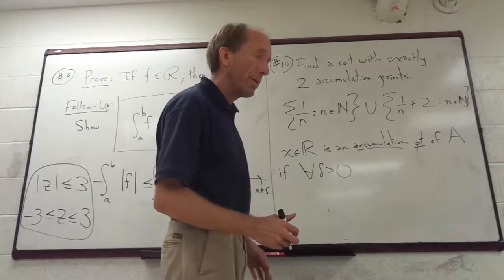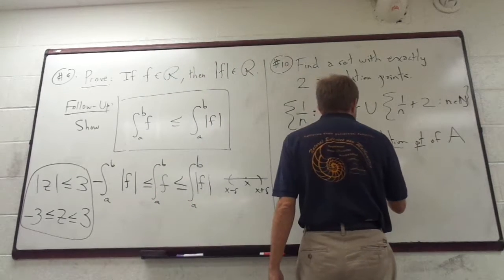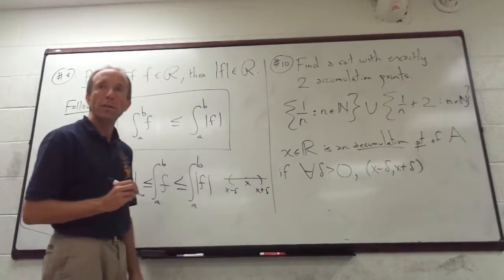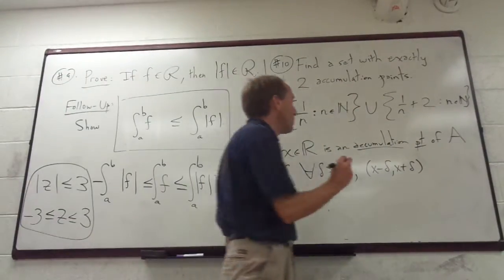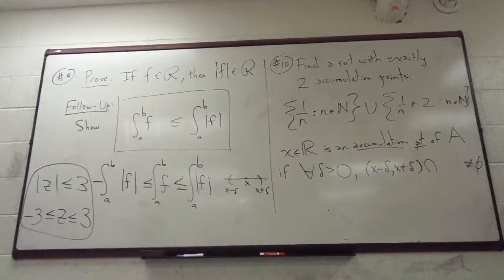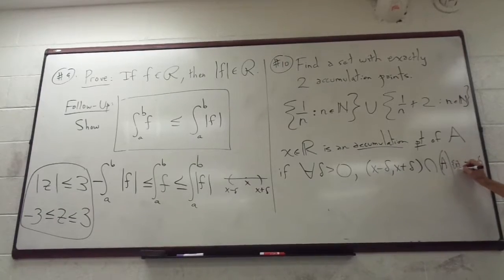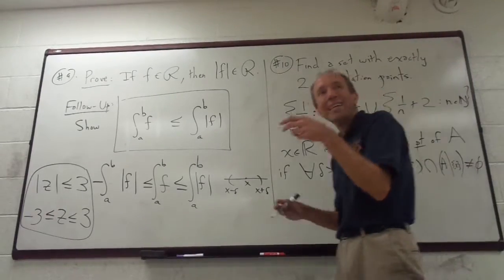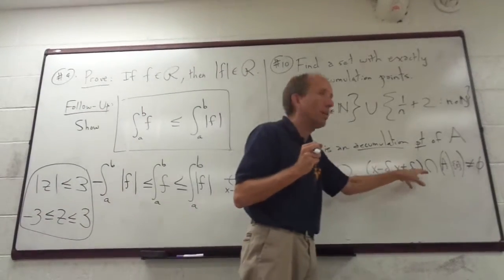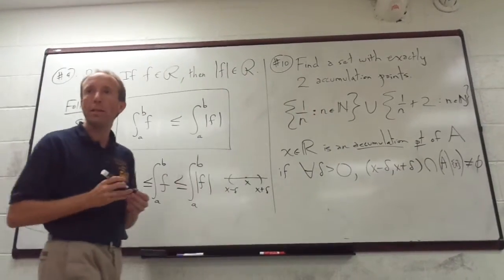So for all delta greater than 0, if we look at the interval from x minus delta to x plus delta, it has to have a non-empty intersection with A minus x itself. So you have to throw x away, look at the rest of capital A, and see if it has any intersection with this interval. That's the idea.